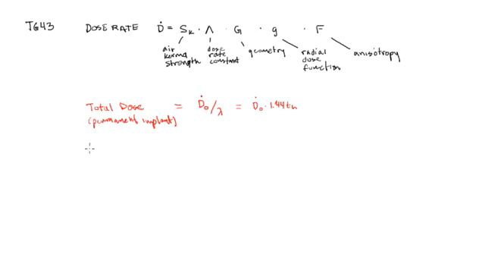Also, you can find the dose at any time t, after some time t from an implant. The dose at that time is equal to the initial dose rate, D0 dot, divided by lambda times this formula for exponential fall off.